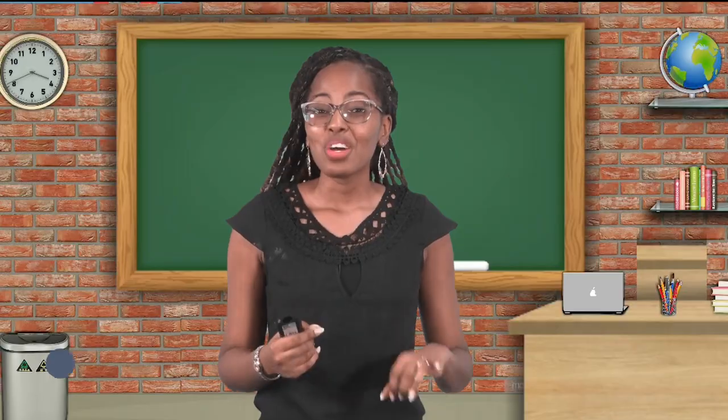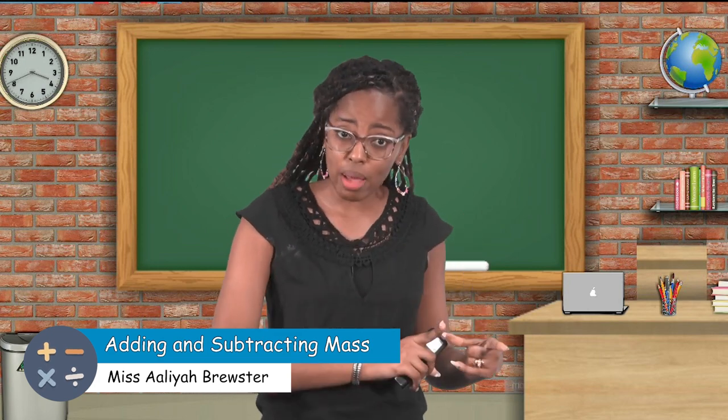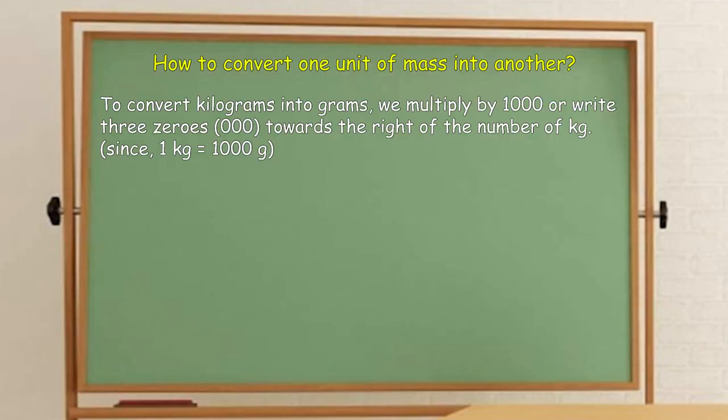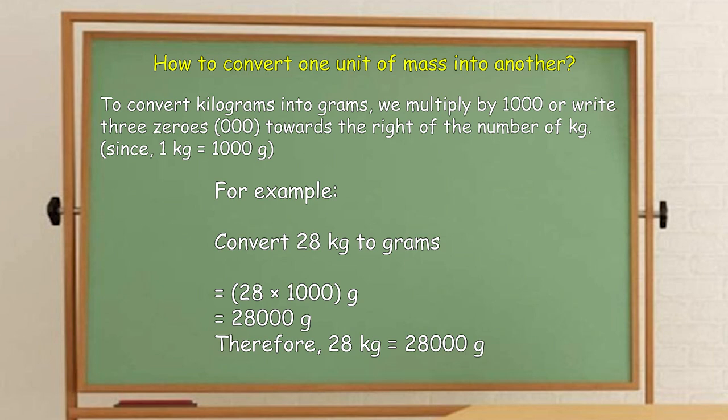One would not outweigh the other because 1,000 grams is equivalent to 1 kilogram, even though the two units are different. With that in mind, let's work some examples to help us understand how to convert the various units of measure. To begin, we're going to learn how to convert kilograms into grams, or the large unit of mass into a smaller unit of mass. To convert kilograms into grams, we multiply by 1,000, or we can write 3 zeros towards the right of the number. For example, if we were asked to convert 28 kilograms into grams, how would we do this? We multiply 28 by 1,000. Why? Because 1 kilogram is equivalent to 1,000 grams. So we multiply 28 by 1,000, and that would give us 28,000 grams. Therefore, 28 kilograms is equivalent to 28,000 grams.